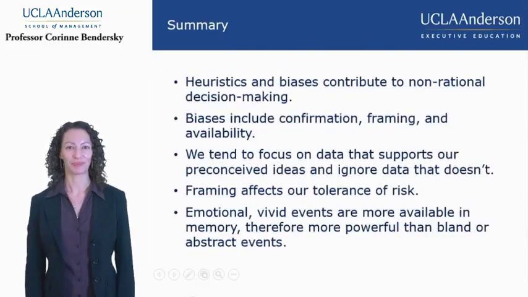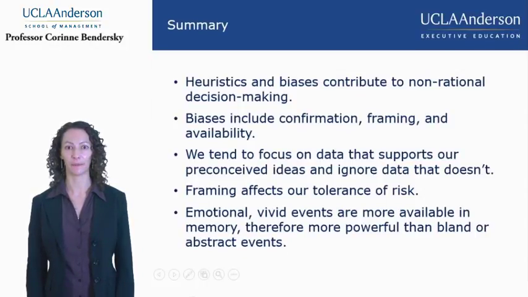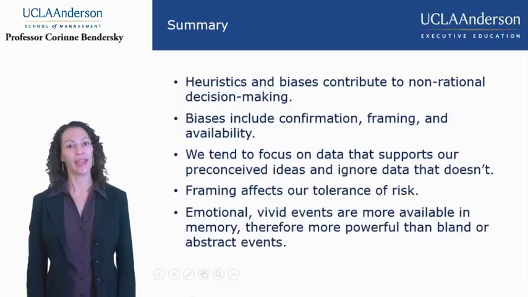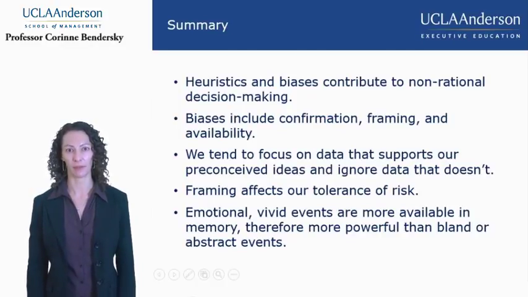So in sum, heuristics and biases contribute to non-rational decision making and decision errors. These biases I've talked about include confirmation, framing, and availability. What this means is that we tend to focus on data that supports our preconceived ideas and ignore data that doesn't. Framing affects our tolerance of risk, whether we're thinking in terms of gains to be had or losses to be avoided. And we focus much more on emotional, vivid events than on mundane, bland, or abstract events, and we overestimate the probability of them happening.